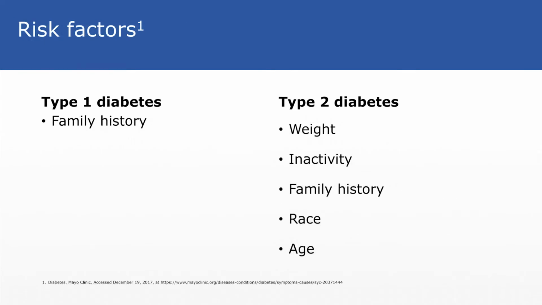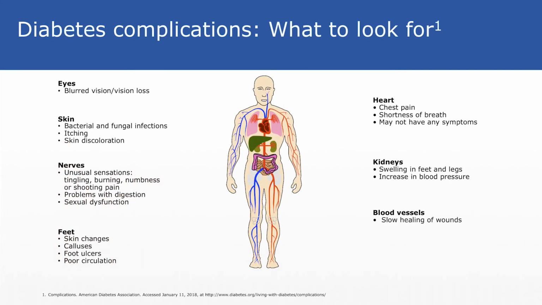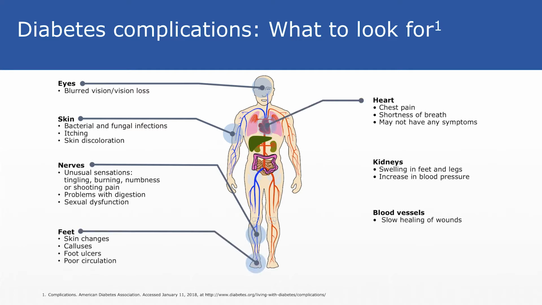So what are the key risk factors for patients to develop type 1 or type 2 diabetes? As mentioned previously, type 1 usually occurs earlier in life and is associated with a family history of the disease. Conversely, type 2 has several key risk factors including weight gain, inactivity, family history, race, and age. Diabetes affects a variety of organ systems in the body and can cause diabetes-related complications in the eyes, skin, nerves, feet, heart, kidneys, and blood vessels.